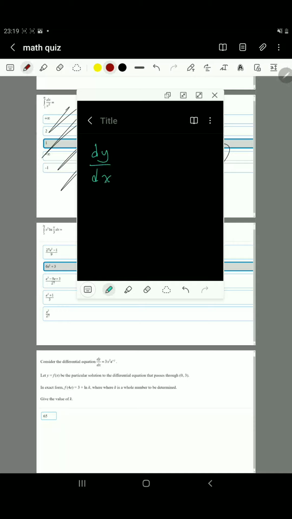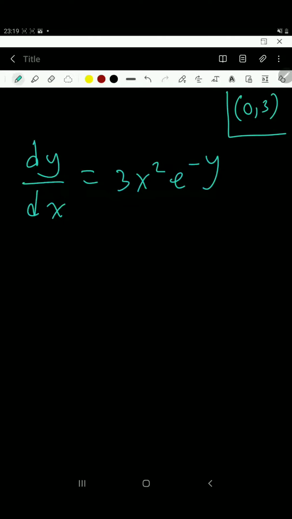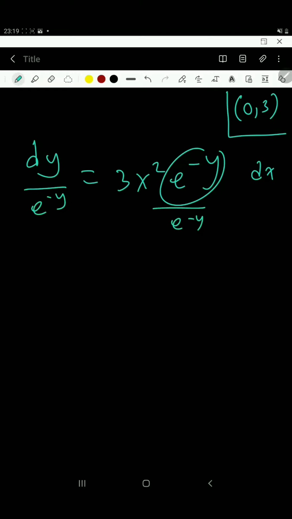dy over dx is equal to 3x squared multiplied by e to the minus y. When x is 0, y is 3. And your initial condition is when x is 0, y is 3. Cool. Let's solve this. Again, what do we do when you have a differential equation? You cross multiply, you put the dx over here. That goes away. You divide by e to the minus y, and the e to the minus y cancels out.